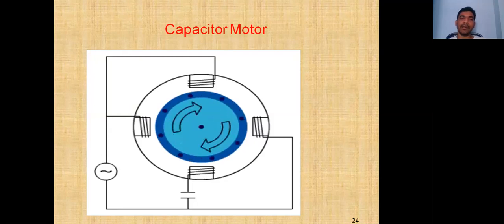This is the animated picture of the capacitor motor. Here, this is the main winding and this is the auxiliary winding in series with a capacitor.